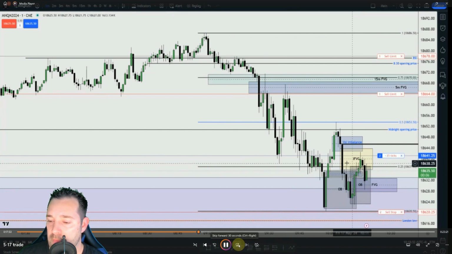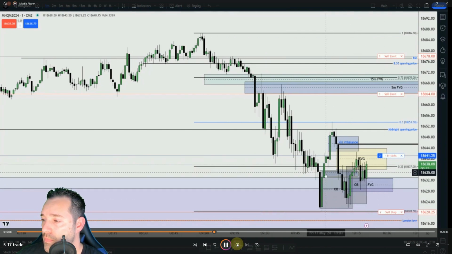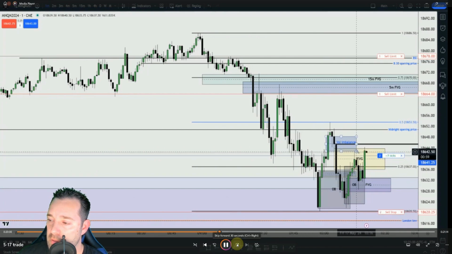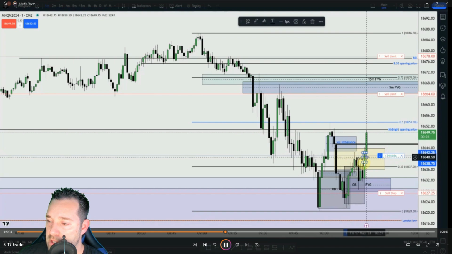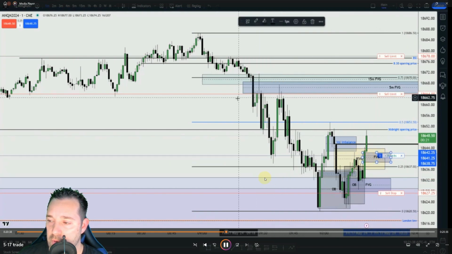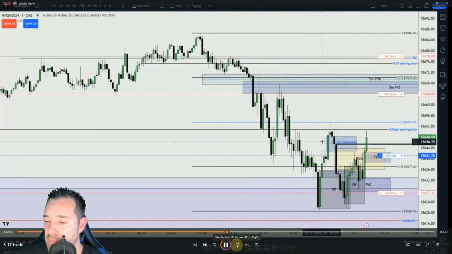Okay. Come back up. All right. Now it's popping up and inverted this gap, left, or about to leave a new fair value gap right there. Perfect. Beautiful. It's what I was looking for. So what I was wanting.